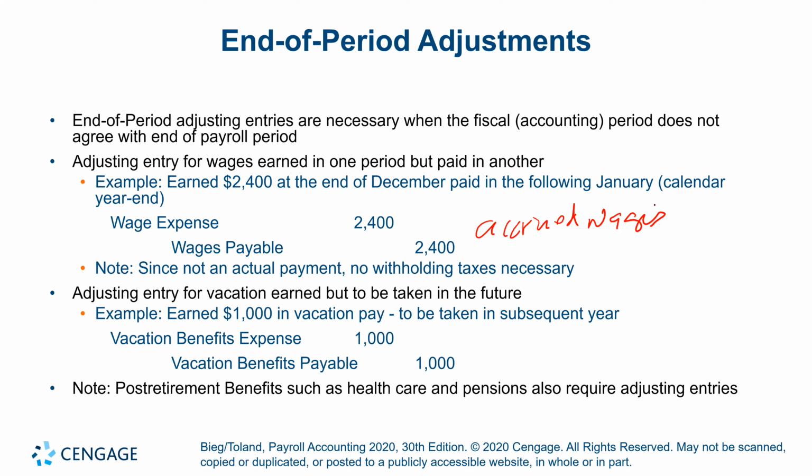I know you guys have done this one together several times. And then when there are, for example, vacation benefits, we would need to debit vacation benefits expense, credit vacation benefits payable. And then also post-retirement benefits such as healthcare and pensions also require adjusting entries.